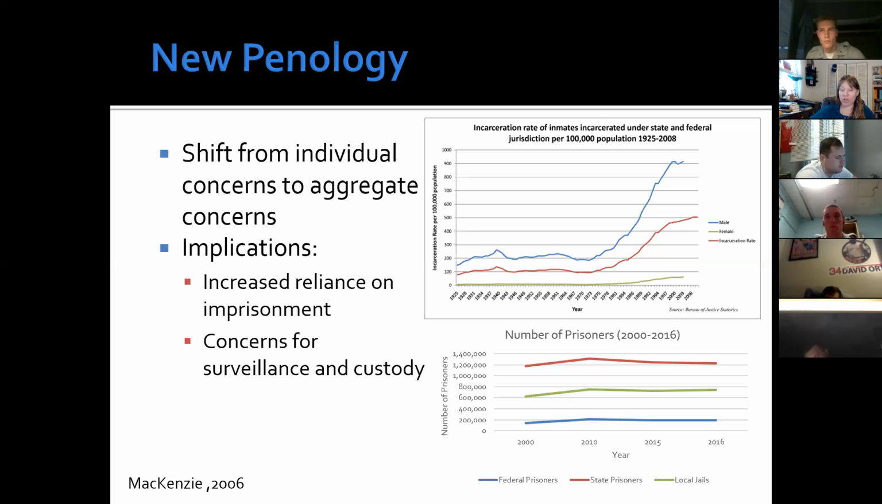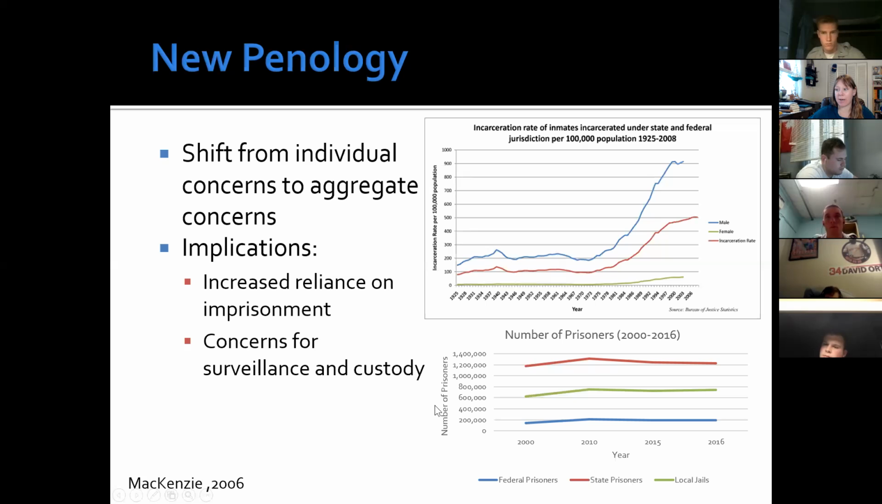So this strategy, with this new concern, came with several implications. One, the increased reliance on imprisonment, as you can see right here, and then the concerns for surveillance and custody. So custody, like I was just saying, we meet with your intake officer and it's going to tell you what custody level you are. Every state does custody levels a little bit differently, and usually the local jails do it their own way, and then the state prisons are all the same.